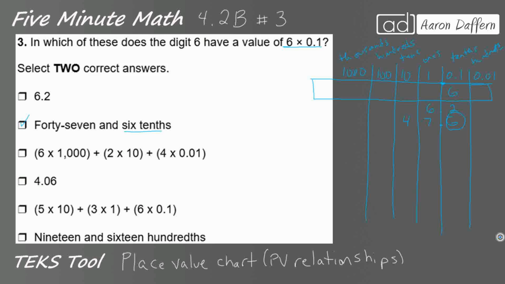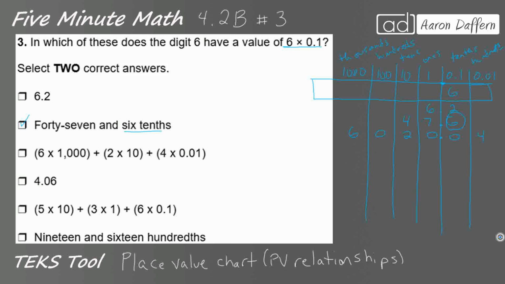Now I've got expanded notation, so that's where my place value is going to be helpful with the value of each digit written out in numbers. So 6 times 1,000, so that's going to be 6,000. 2 times 10. 4 times 0.01, that's 4 hundredths. Now in this case, we can put zeros in these spaces because expanded notation includes everything that is not 0. And as you can see, this has a 6 in the thousands place, not a 6 in the tenths place, so nowhere near being correct.